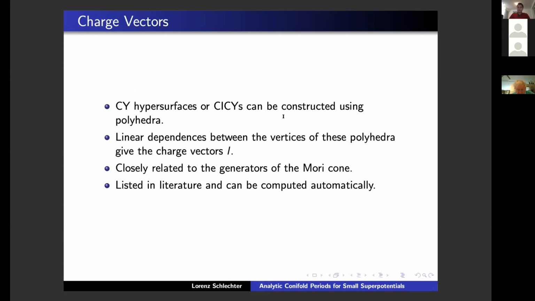To define the Calabi-Yaus, we will use the charge vectors L. In principle, a Calabi-Yau can be constructed in toric geometry by choosing a polyhedron, doing a fine star triangulation and all this stuff. But in the end, this comes down to obtaining linear dependencies between the vertices of these polyhedra. These dependencies are the charge vectors, and they are closely related to the generators of the Mori cone. For this talk, I don't want to go into details of this construction because it's well known, listed in the literature, and can nowadays be computed automatically, for example using Sage. So I will just assume that we know the charge vectors of the geometry we are interested in.